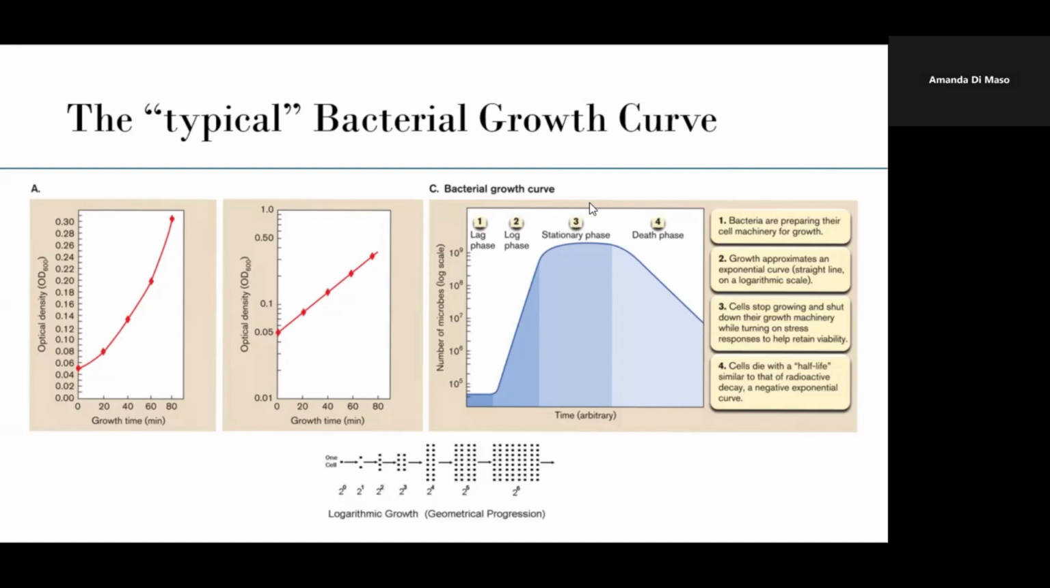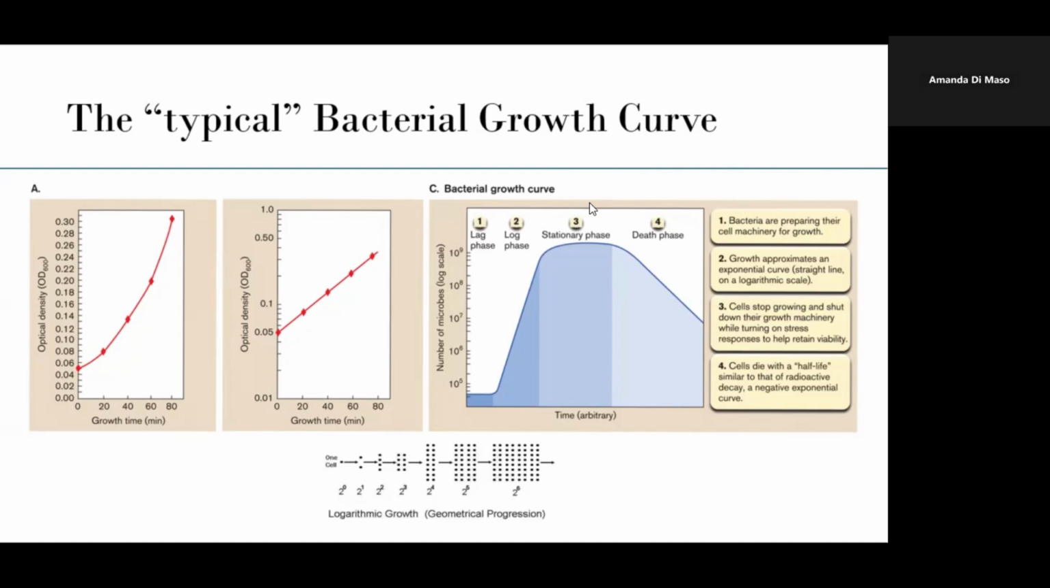Yeah, they have to acclimate. They have to stop and be like, okay, how is this environment different than my last environment? And in this lag phase, they change up their gene expression. They say, okay, I don't need these genes to be turned on anymore. Let's stop doing those and turn on these ones instead.